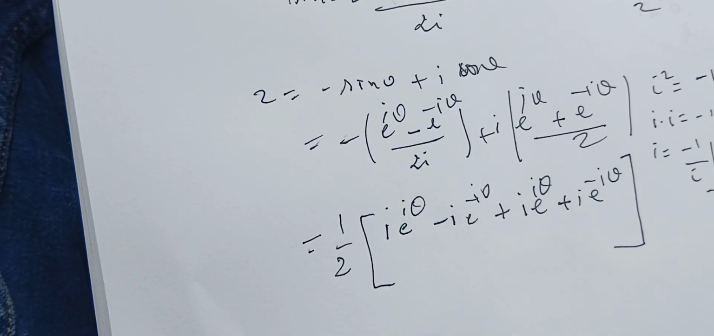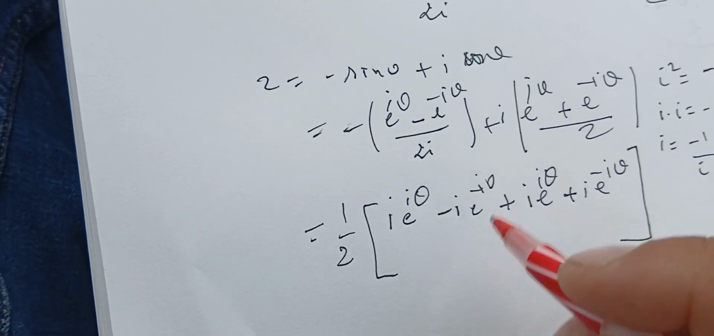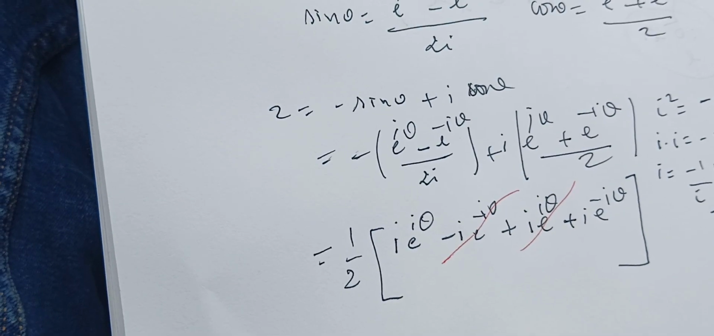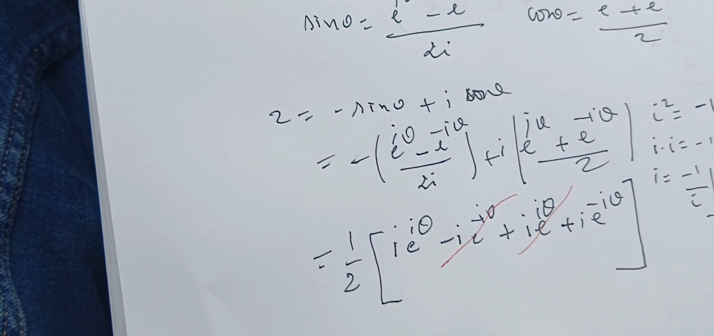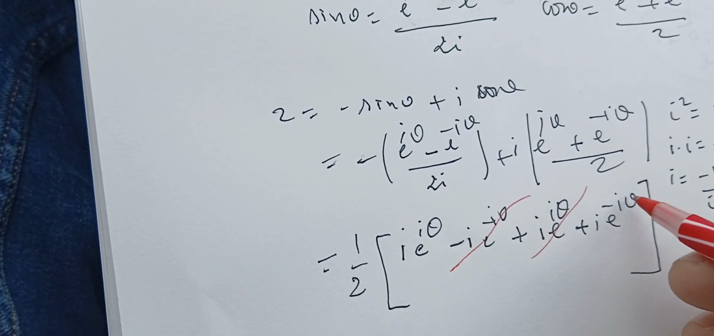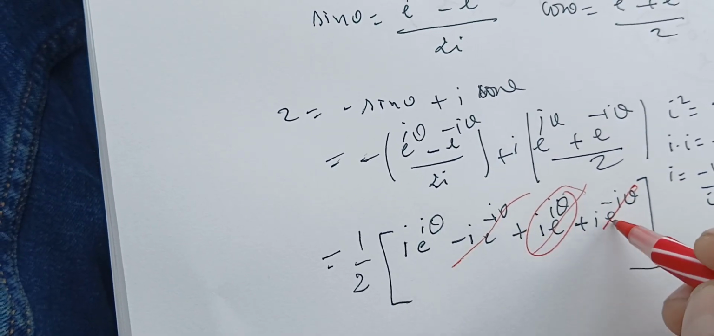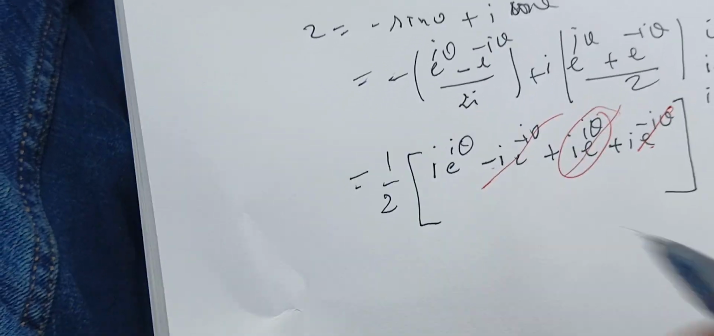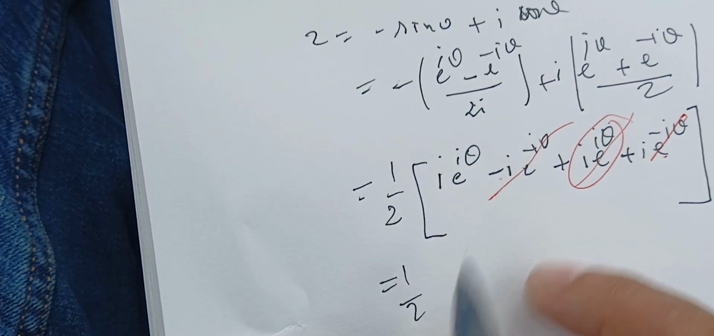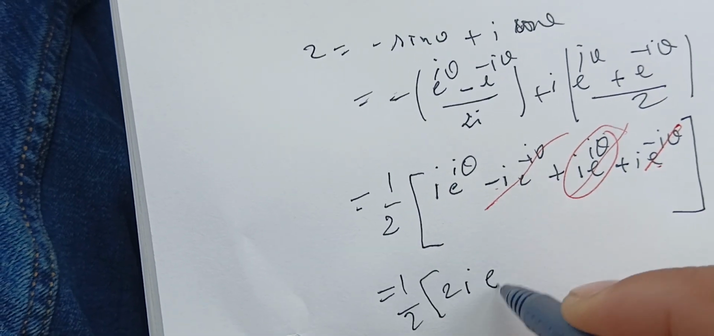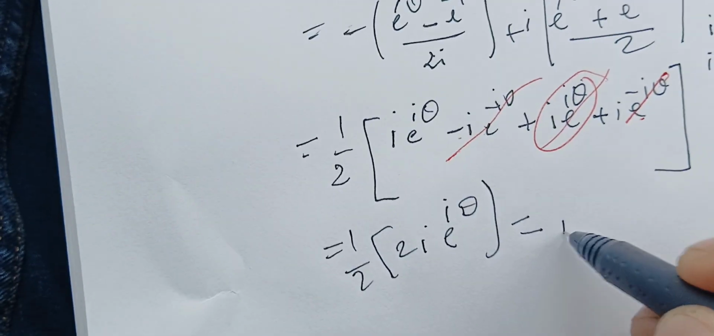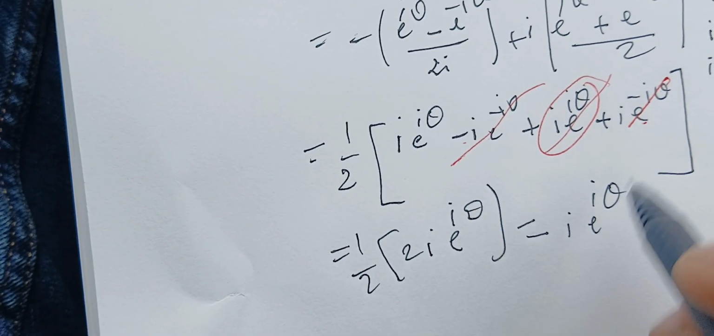Okay? And we see that we can cancel, by which ones? No, sorry, it's not this one. This one and this one. So this one and this one cancel, and we get 1/2 times 2i e to i theta, and by the end we get i e to i theta.